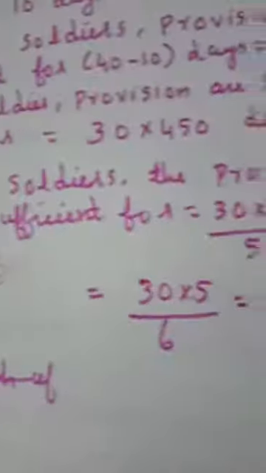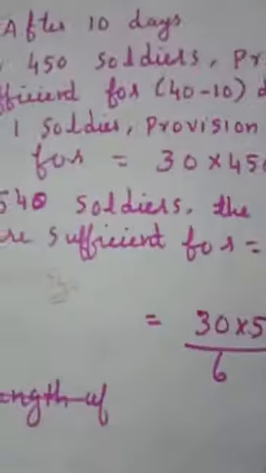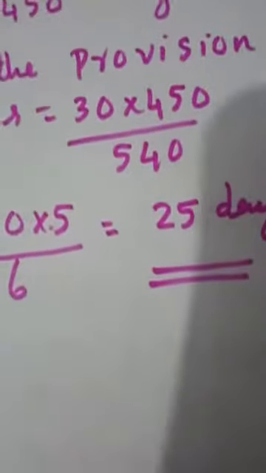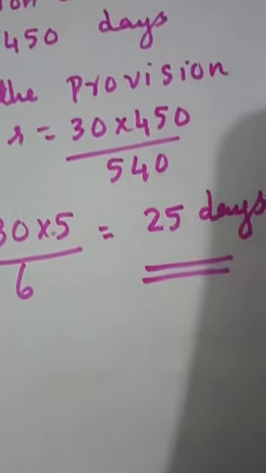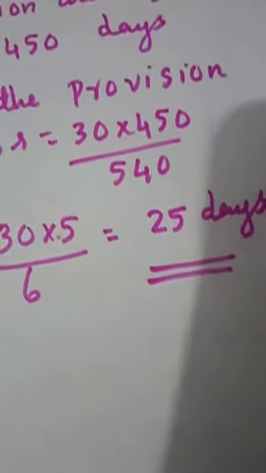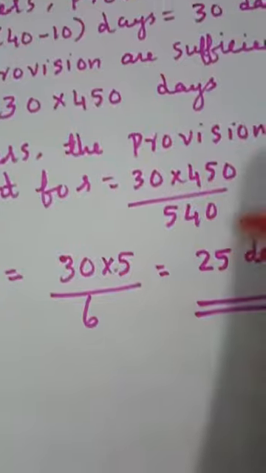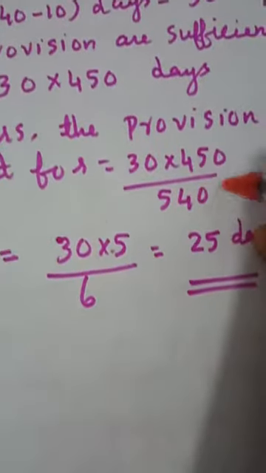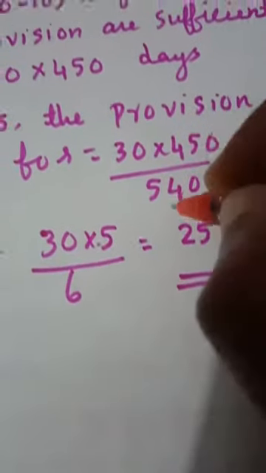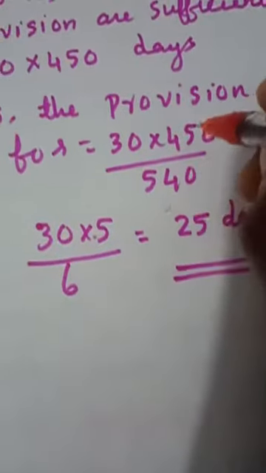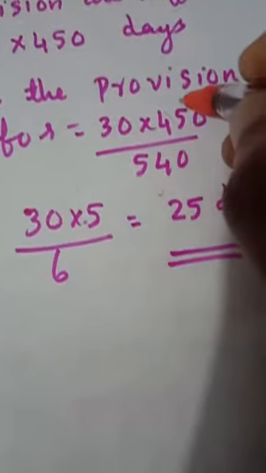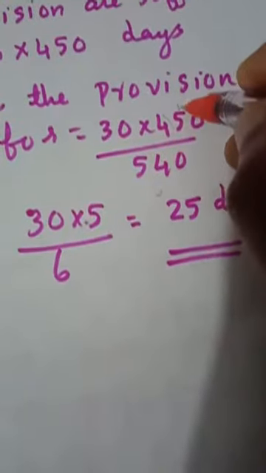So, for 540 soldiers, the provisions are sufficient for 30 into 450 by 540. In the actual unitary method we multiply, here we divide because of the inverse relation. 30 into 450 by 540. The 0 and the 0 get cancelled. And 54 and 45, 9 table. 6 9s are 54, 5 9s are 45, 5.